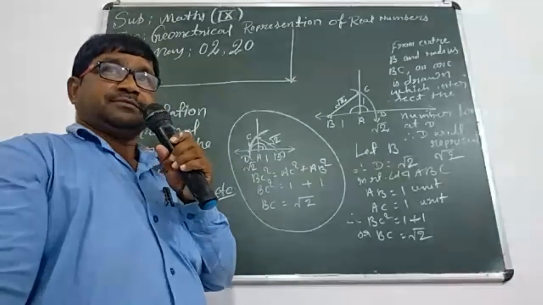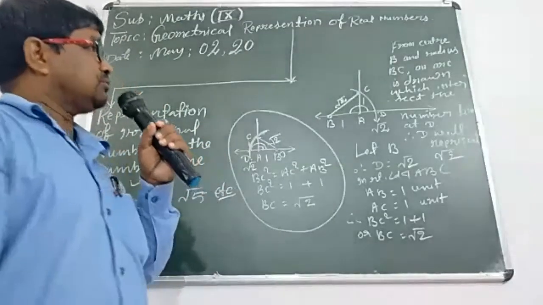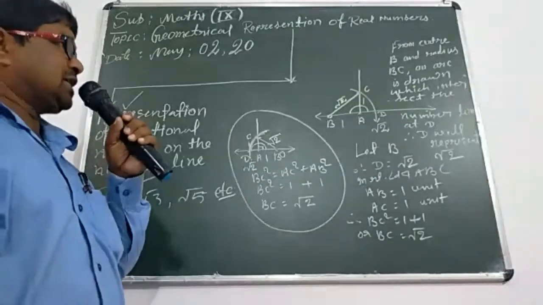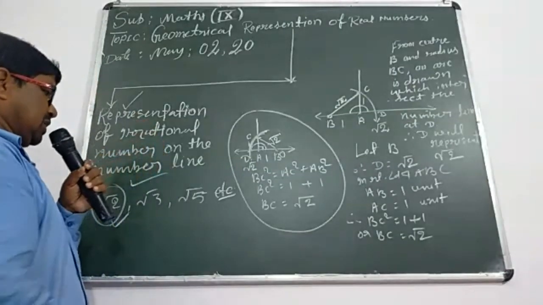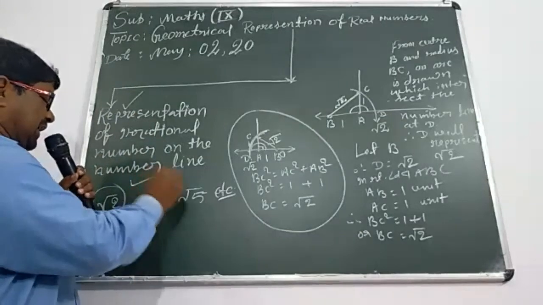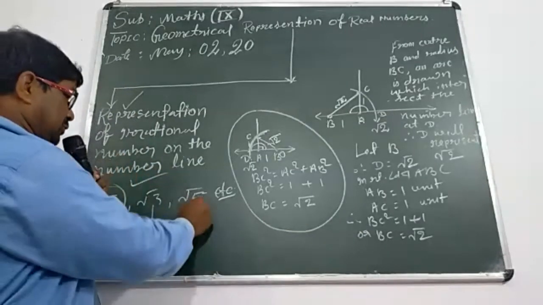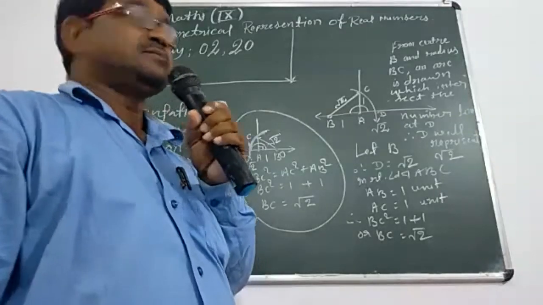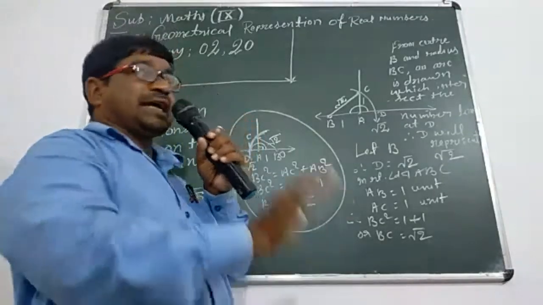Understood, students? Take down now this type of problem, how you can solve. Now we will go into under root 3, then under root 5, simply. Okay, completed.